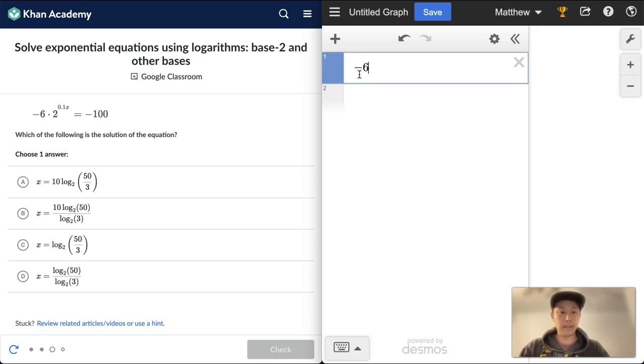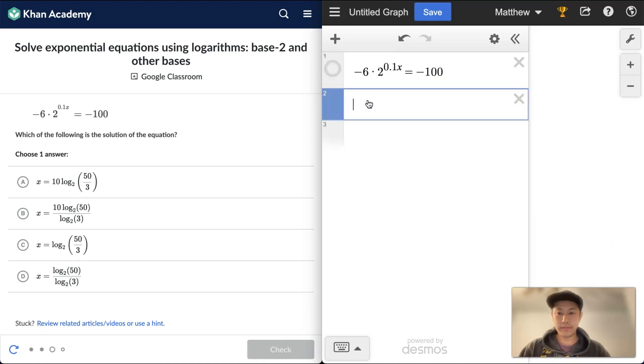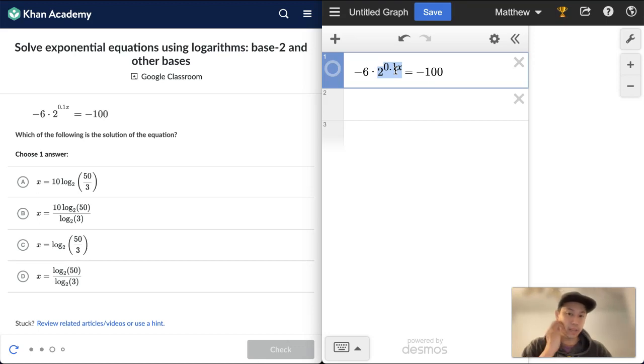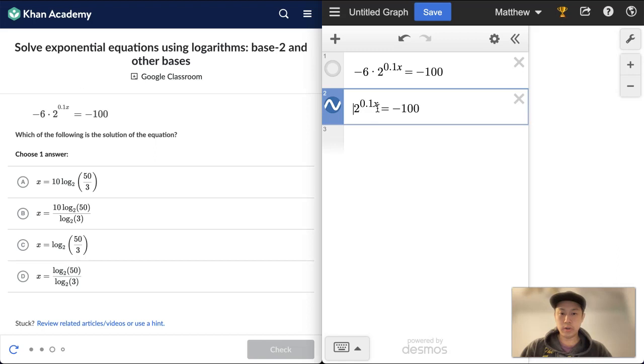Okay, so let me rewrite this. We have negative 6 times 2 to the power of 0.1x equals negative 100. The first step is to get this exponential term by itself. It's going to be a lot easier to work with that way, because then we can invert the exponential or convert it into log form. So let's divide both sides by negative 6. So that should go away.